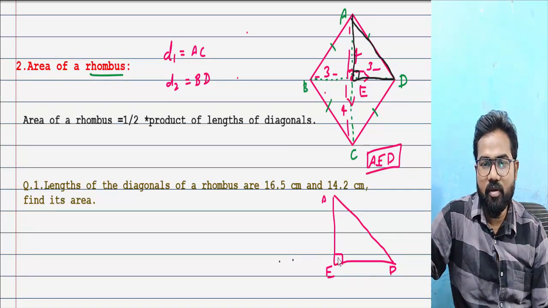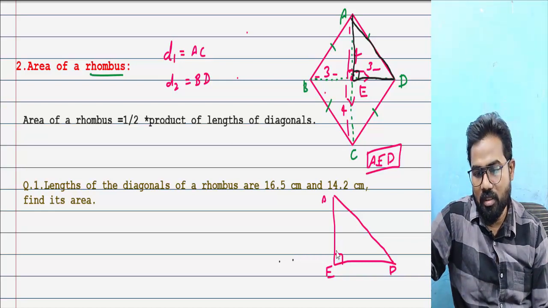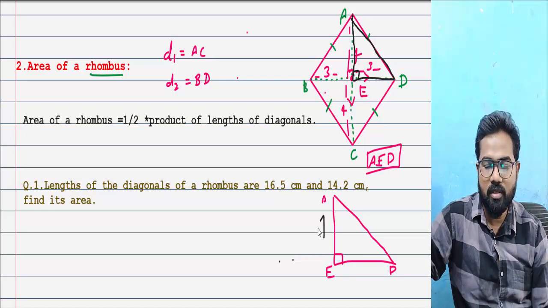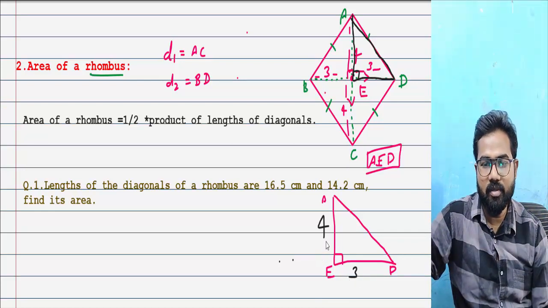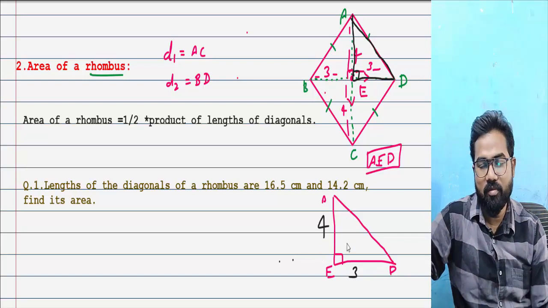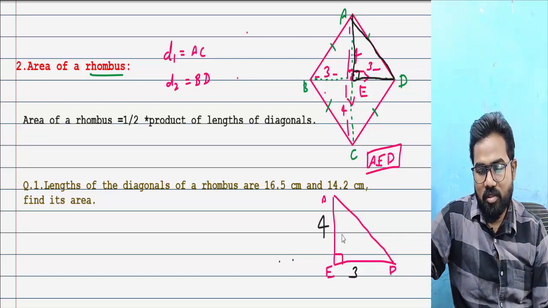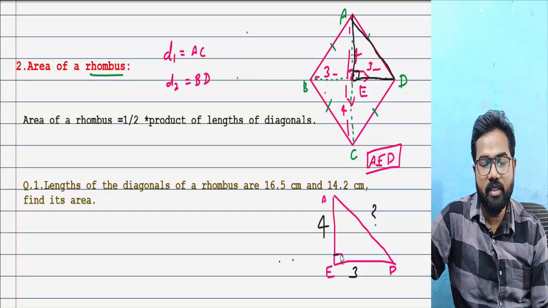It means this will follow the property of Pythagoras theorem. If this length is 4, I have taken over here 4 and this 3. This will follow the property of Pythagoras theorem to find out the sides of the rhombus. Given the side of the rhombus, how will we find out the length of AD?